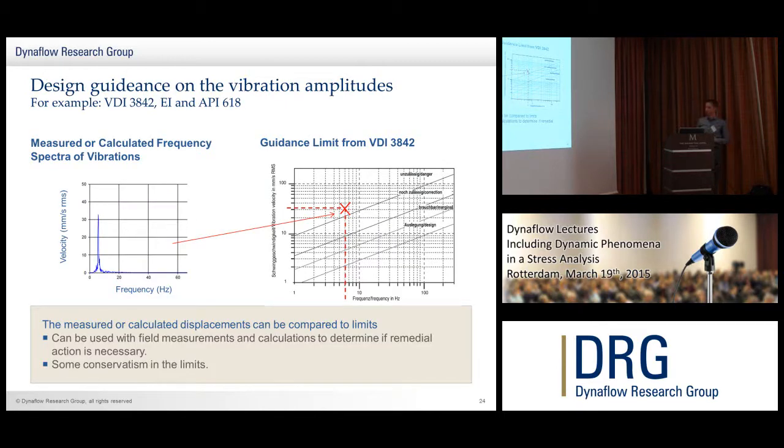What we show here, for example, is a frequency spectrum. Okay? A frequency spectrum would measure the vibration from the field. You can also get this from a Sator calculation. And you end up with, sorry, it's vibration. You see here we've got a frequency of around, I think, 6 or 7 hertz, an amplitude of 30 millimeters per second. And what we can do is we can plot this on a VDI graph.